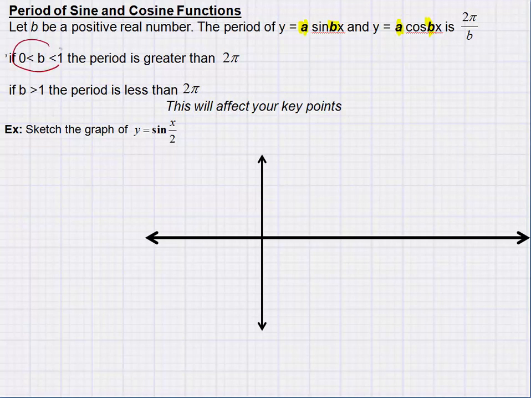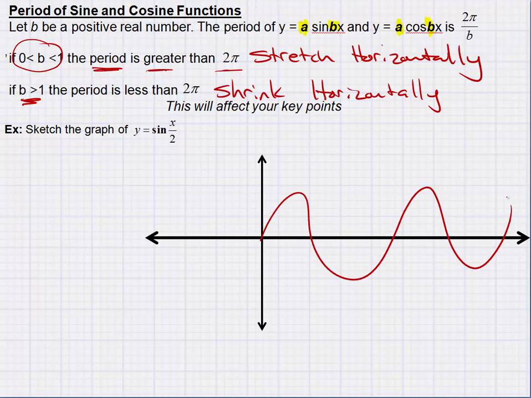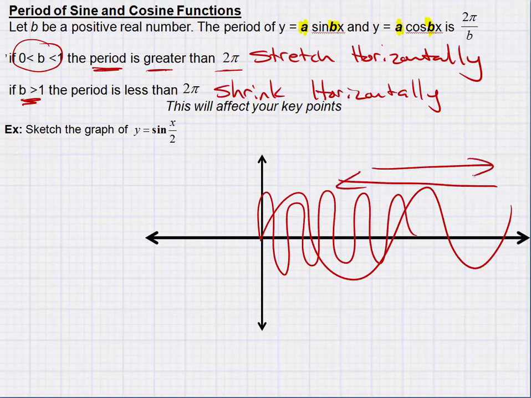If my value b is less than 1, then my period will be bigger, which means it's going to stretch it horizontally. Okay? And if my b is bigger than 1, my period is going to get smaller, which means it's going to shrink horizontally. Well, if I'm stretching and shrinking it horizontally, if my graph looks like this, and I'm going to stretch it or shrink it horizontally, well, it might start to look like this instead. That would shrink it down. Think of it like an accordion going in or going out.